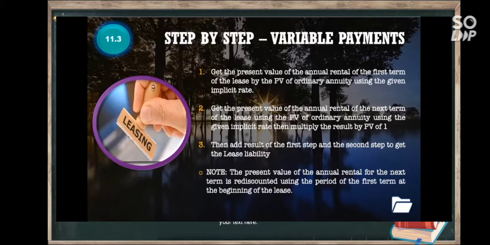Number 3, add the result of the first step and the second step to get the lease liability. Note, the present value of the annual rental for the next term is rediscounted using the period of the first term at the beginning of the lease. Anyway, we will understand it on the next page.